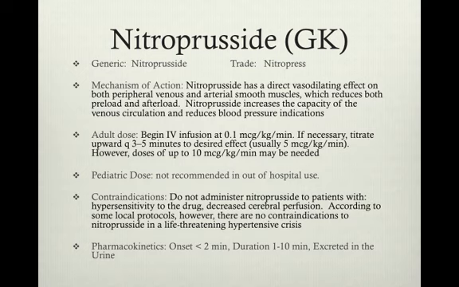Do not administer nitroprusside to patients with hypersensitivity to the drug. Decrease cerebral perfusion. According to some local protocols, however, there is no contraindication to nitroprusside in a life-threatening hypertensive crisis. Onset's less than 2 minutes and duration is 1 to 10, and it is excreted in the urine.